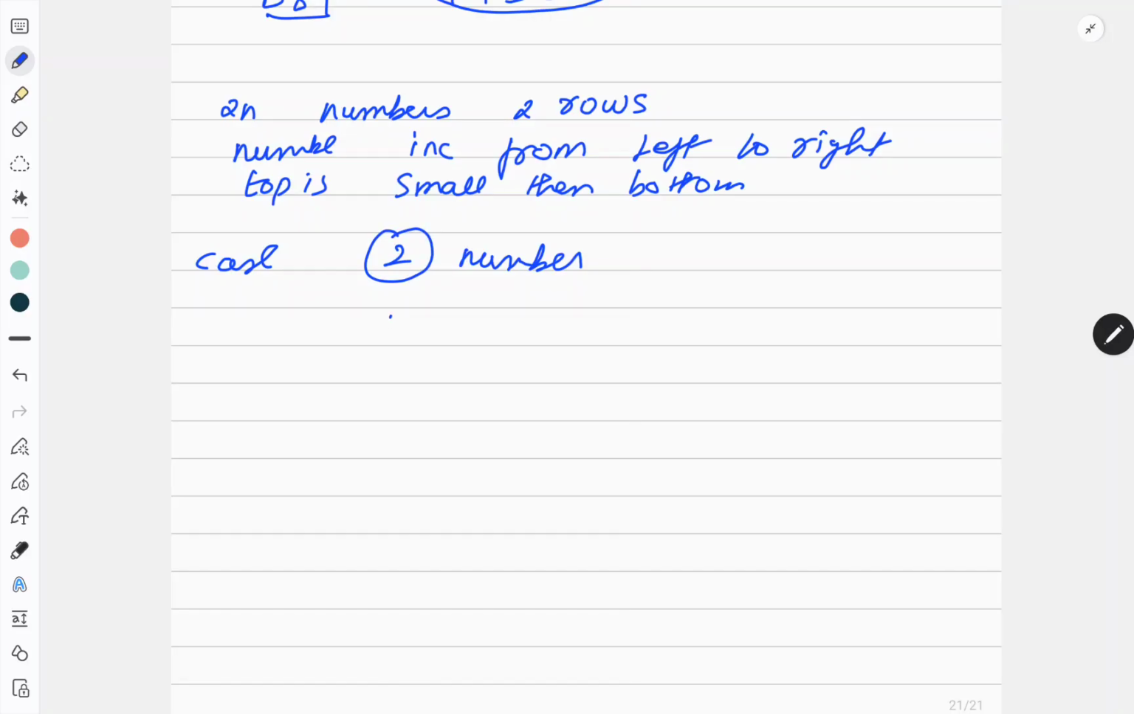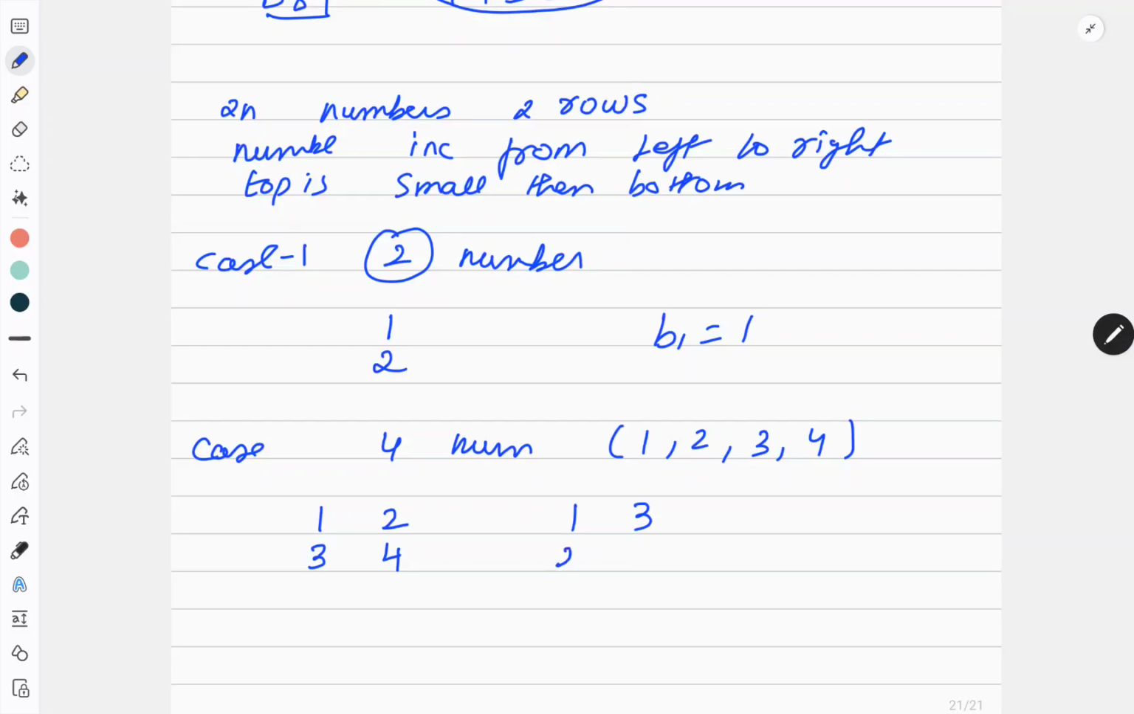So if there are two numbers, how can you arrange 1 and 2? This is the only possible arrangement. So I will say B1 is equal to 1. Then case 2 means I have 4 numbers: 1, 2, 3 and 4. How can I arrange them? The first arrangement: 1, 2, because it should increase when I am moving left to right, and the above number should be small, so 3, 4. This is one arrangement. The other arrangement: 1, 3, 2, 4. So B2 is equal to 2.